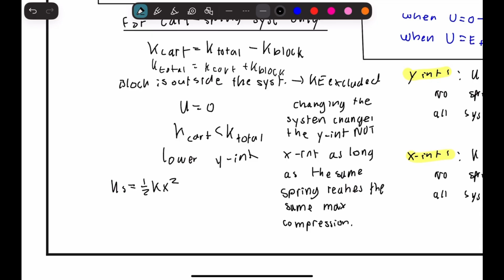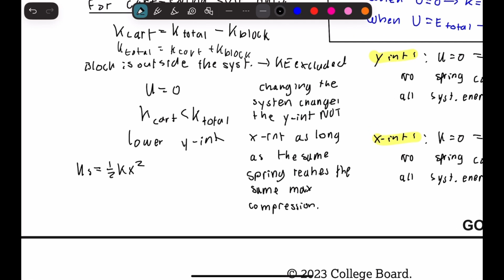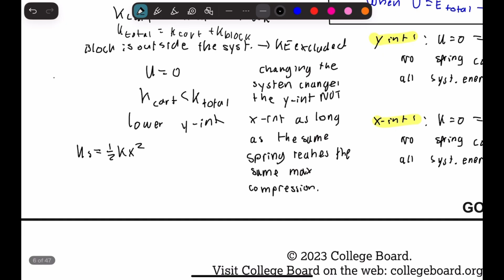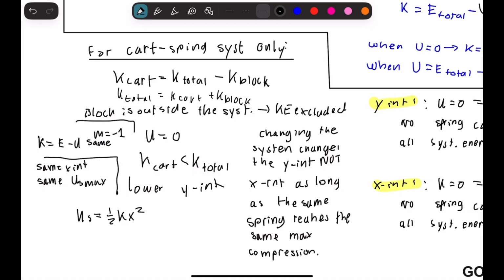So that means it has less total kinetic energy. So the slope is still the same, right? Because it's still kinetic energy equals E minus U. So it's still the same, m is equal to -1, right? And then you still have the same x-intercept because you still have the same max U_s.